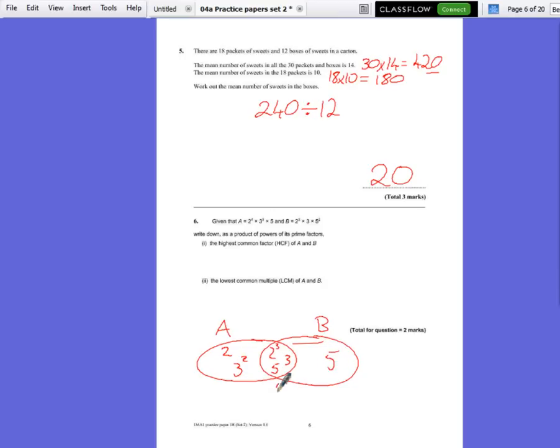So the highest common factor are just the numbers in the middle, and it doesn't ask you to work these out, it just says leave it as a product of primes. So that would be 2 cubed times 3 times 5. The lowest common multiple is all these numbers multiplied together. So altogether, we've got 2 to the power 4, because we've got a 2 here and a 2 cubed here. We've got 3 to the power 3, and we've got 5 squared. Again, we don't need to work that out, because it just says leave it as a product of primes.